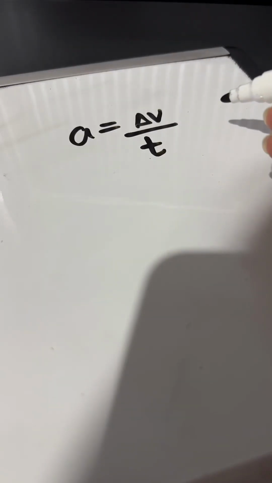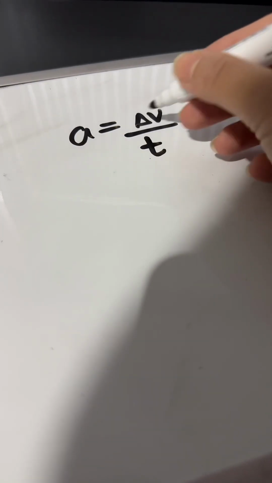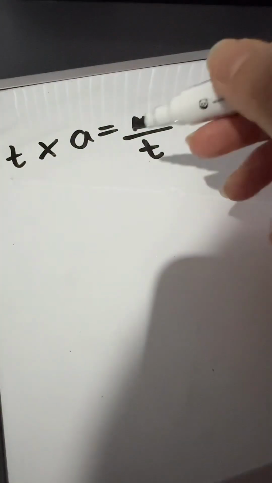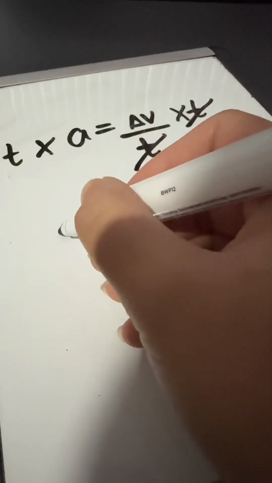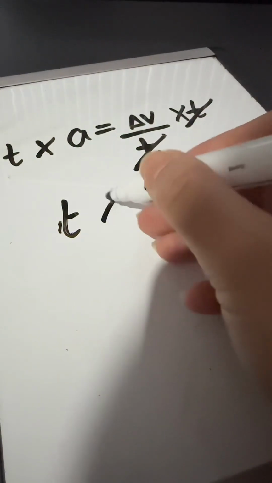So here is the acceleration equation, and we need to work out the change in speed. I'm going to go through how to do it. We're going to times both sides by t, because we want to get the change in speed, delta v, on its own. So we just cancel it out, which you can see. Whatever we do on the right side, we do on the left side. Now we have the change in speed equals acceleration times by time.